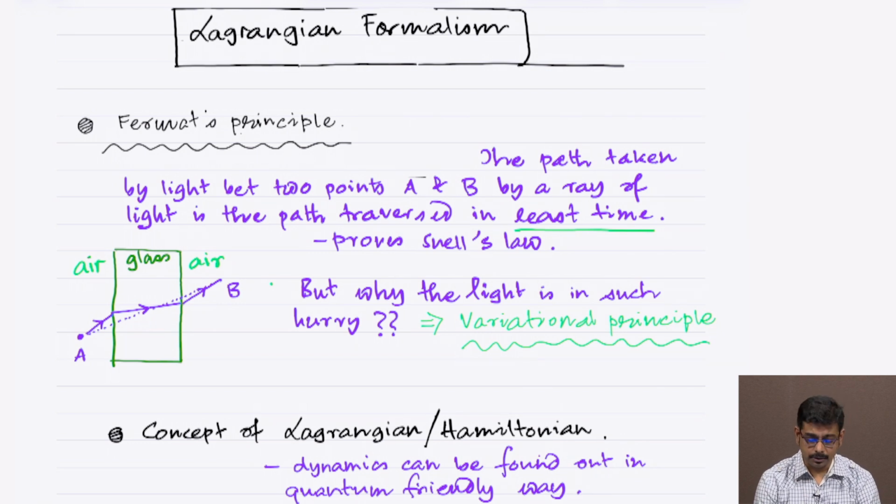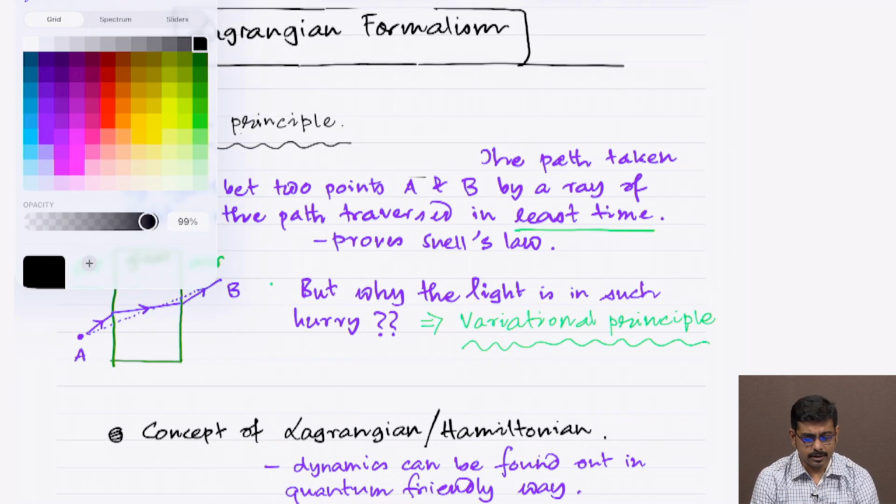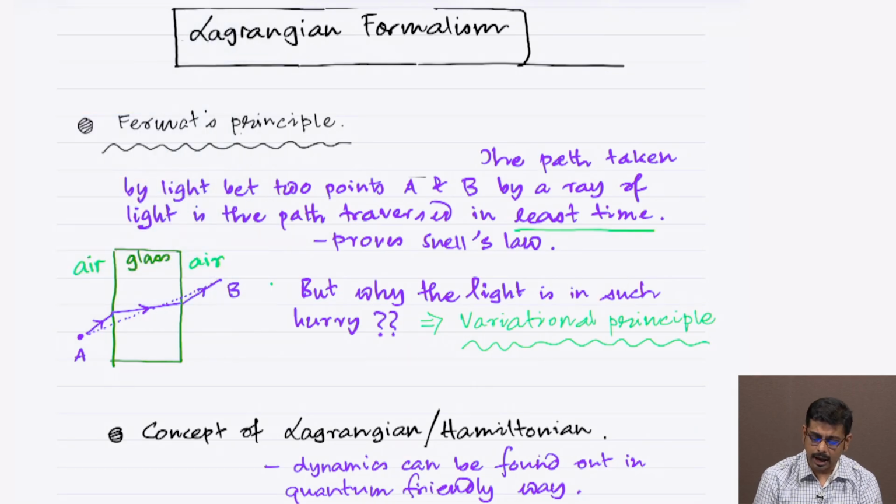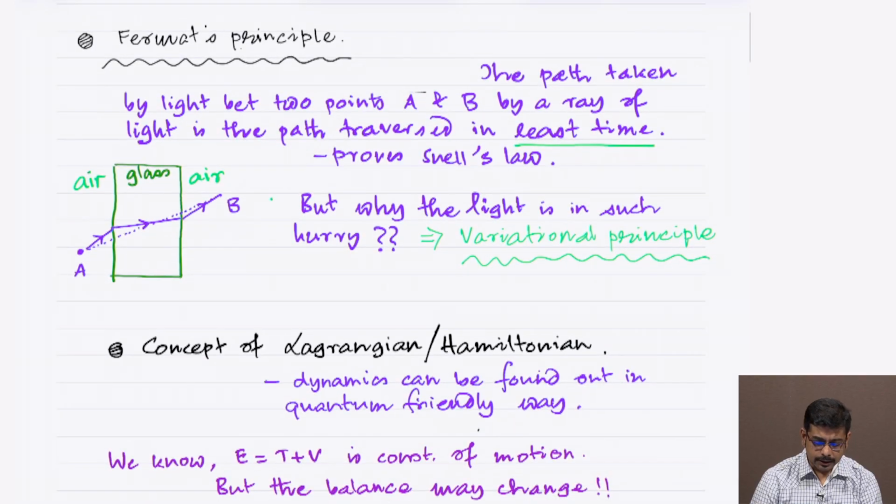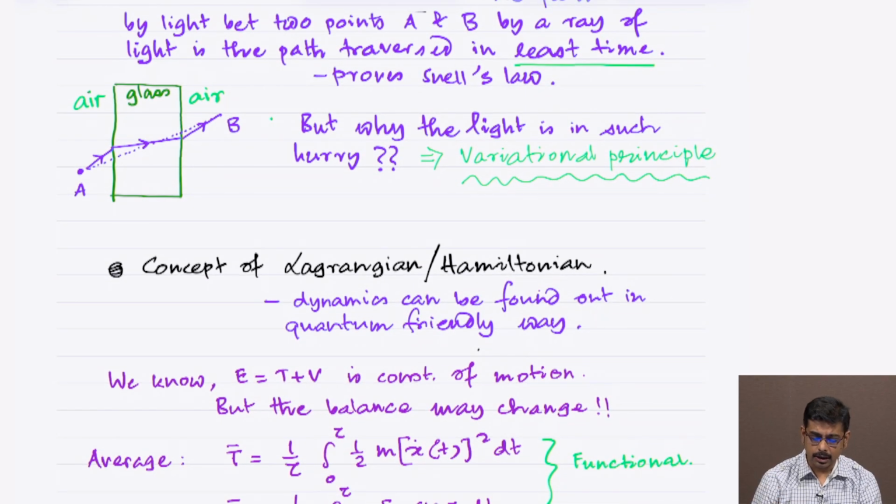Now, if I ask why the light is in such a hurry, why it has to traverse the path which has the least time, where exactly is the answer lying? The answer lies in the variational principle, or the principle of least action, on which the whole Lagrangian principle is based. So this brings us to the concept of Lagrangian or Hamiltonian.